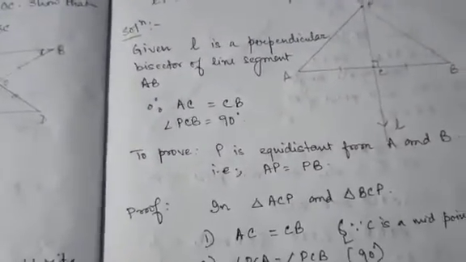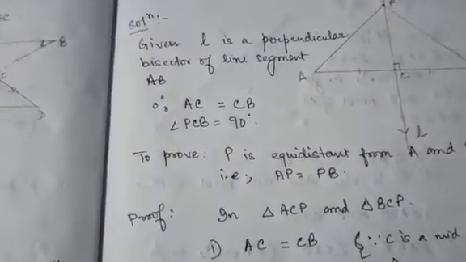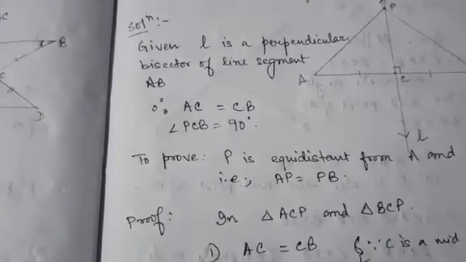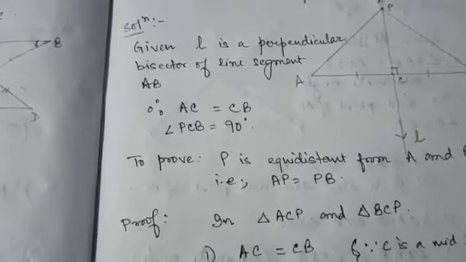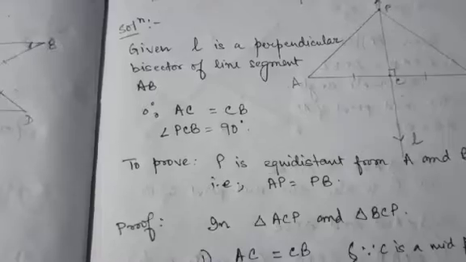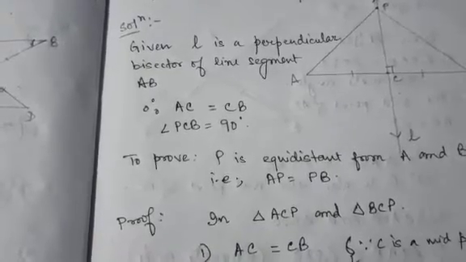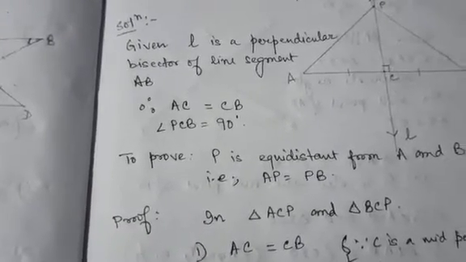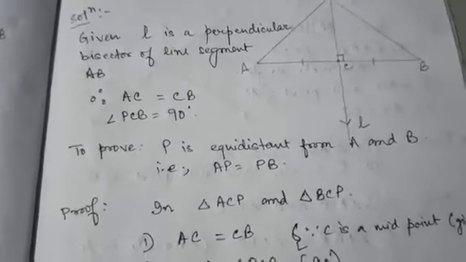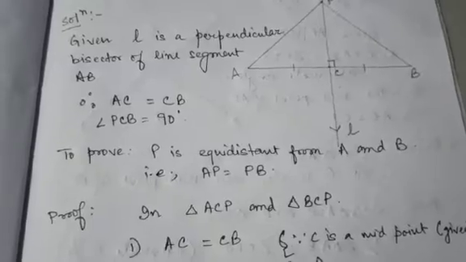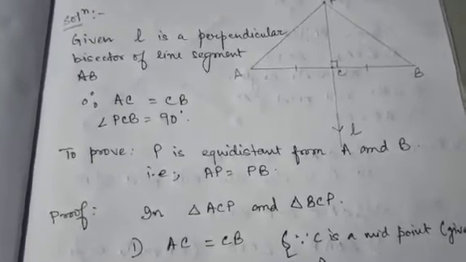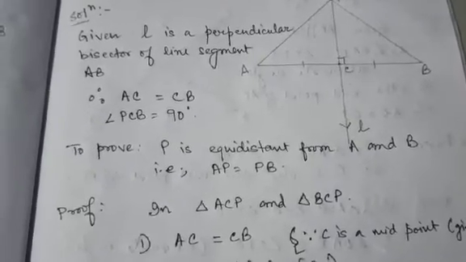So similarly, like before, first we will write the given. Given is L is a perpendicular bisector of the line AB. Since it is a perpendicular bisector, we can say AC is equal to CB and angle PCB is equal to 90 degrees. Now what we have to prove? We have to prove that P is equidistant from A and B. Equidistance means the length of AP should be equal to the length of PB. Now our proof starts.